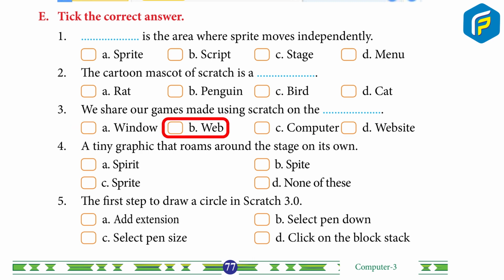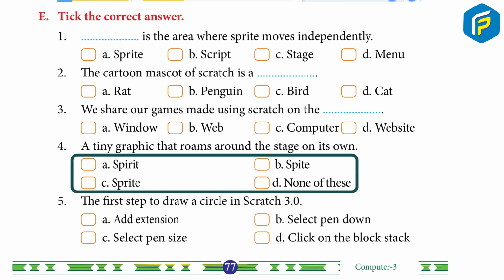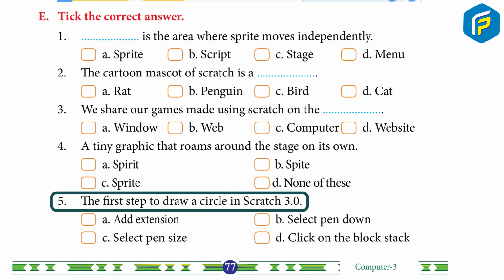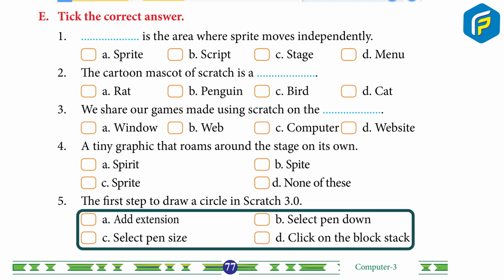Web. 4. A tiny graphic that roams around the stage on its own. A. Spirit. B. Spite. C. Sprite. D. None of these. Answer C. Sprite. 5. The first step to draw a circle in Scratch 3.0. A. Add extensions. B. Select pen down. C. Select pen size. D. Select on the block stack.